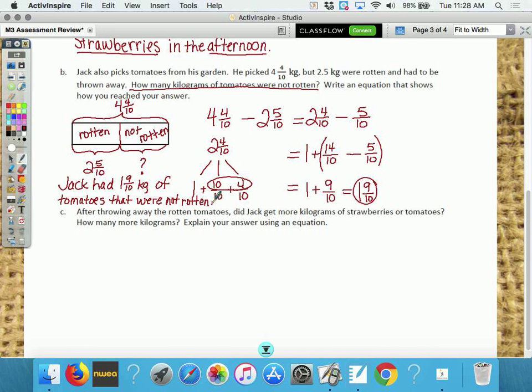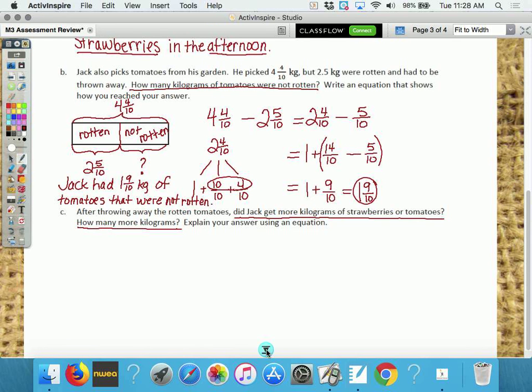Okay. Now this is the tricky one. It says, after throwing away the rotten tomatoes, did Jack get more kilograms of strawberries or tomatoes? How many more kilograms? So we've got 2 questions that we've got to answer. We'll try and answer them with one sentence, okay? All right. So explain to me what I'm doing here. Someone. Because I gave you 2 tape diagrams, didn't I?